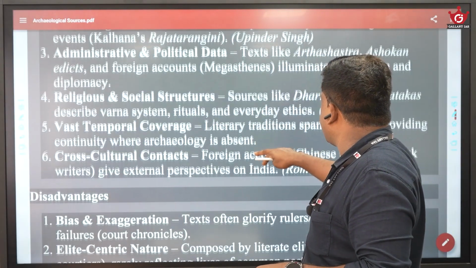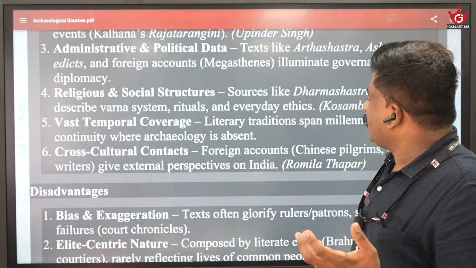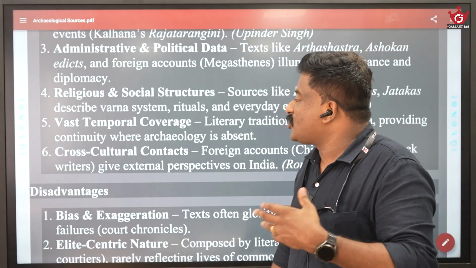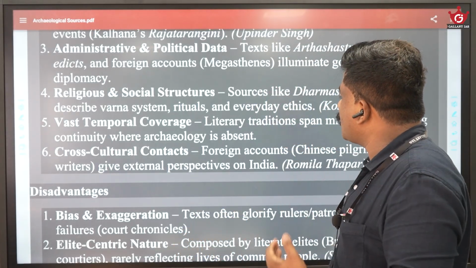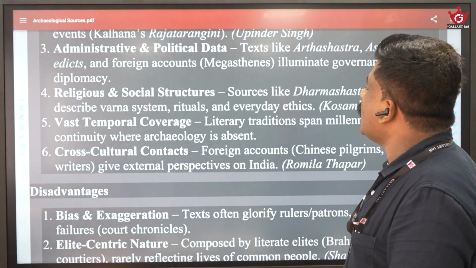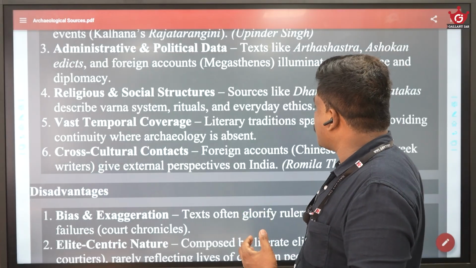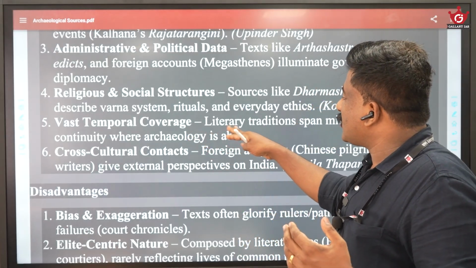Religious and social structures like the Dharma Shastras and Jatakas all give you information. So many Buddhist and Jain literary works are there. They give information on religion, social classes, the social system, rituals, and the Varna system, according to Kosambi. Vast temporal coverage.